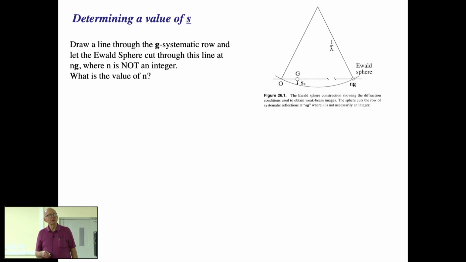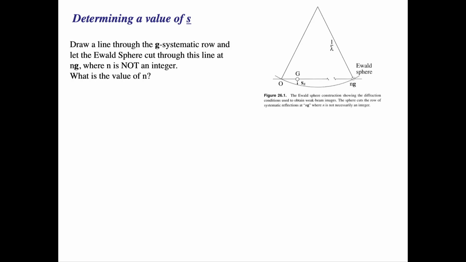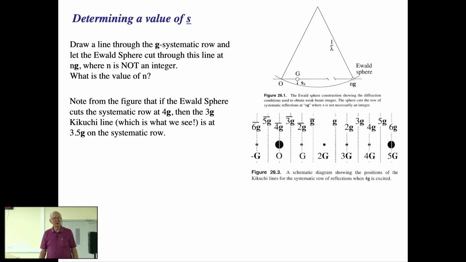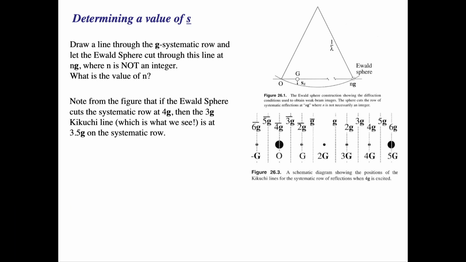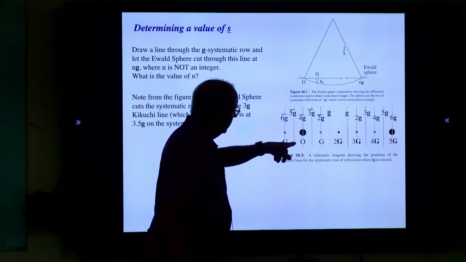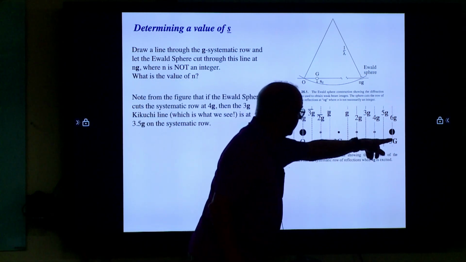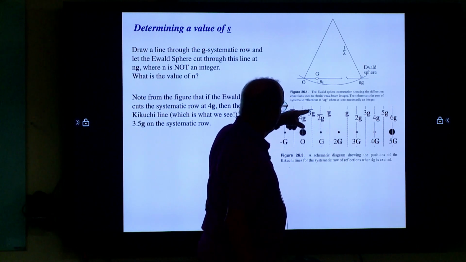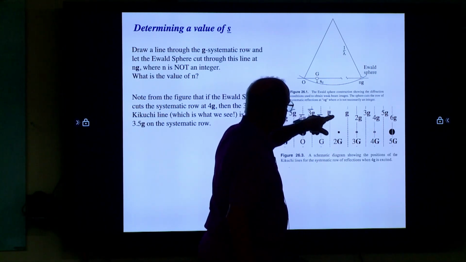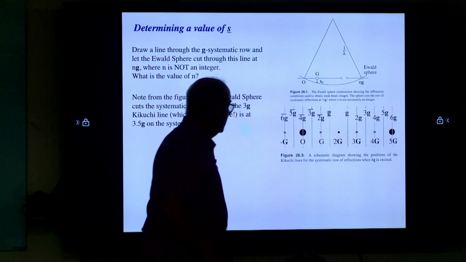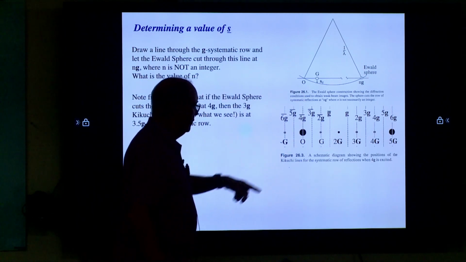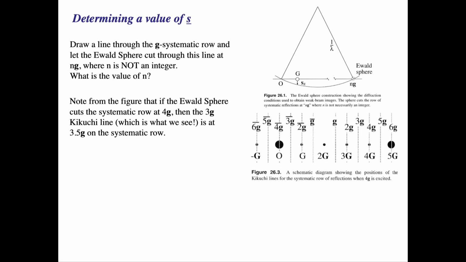Determining the value of S, if you need to do that, we draw a line through the G systematic row and let the Ewald sphere cut through this line at nG, where n is not an integer. So what's the value of n? This is an interesting diagram. Your eyes will start goggling a bit when you look at this. So G, 2G, 3G, 4G, 5G, and then up here we have 3G, bar 3G, bar 2G, bar G, G, 2G, and so on. It shows the positions of the Kikuchi lines for the systematic rows when 4G is excited.